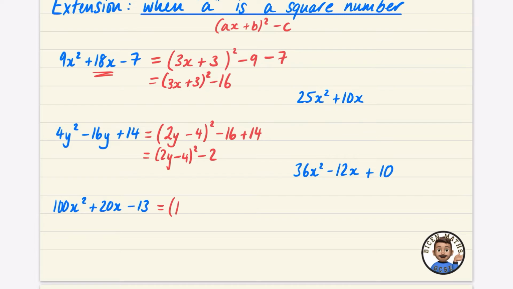So the 100x squared is just going to be the 10x, and this time we're going to half this, but also divide by this. So half of 20 is 10, and then we're going to divide by 10, so we just get 1. So it's going to be 10x plus 1 squared, minus the 1 from the 1 being squared, minus the 13. So you get 10x plus 1 squared minus 14. I'm not going to do this one. You can just expand this yourself and check that it gives you this thing here.